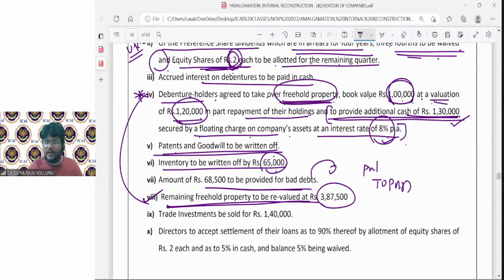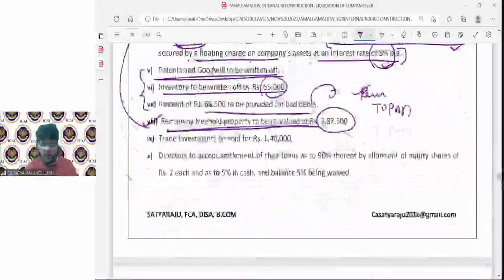But right now, what is the journal entry? Reconstruction to PBD. So we combinedly will do all these 3 things. Just hold for it, because always in the 5th entry, 6th entry, 7th entry, the reconstruction account we have taken as a debit aspect. So that's why hold for some time.